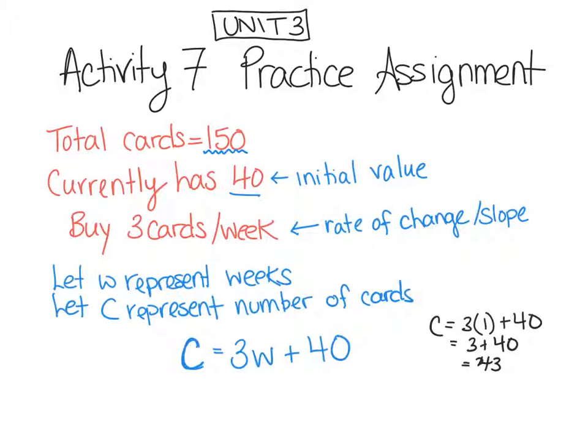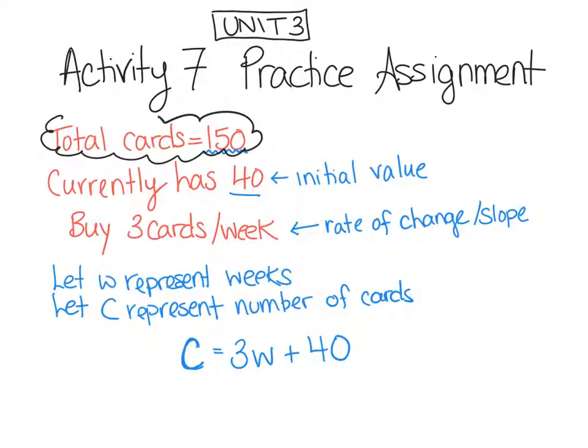That makes sense. And then if we wanted to figure out how many cards he would have after 2 weeks, we could sub in a 2. So 3 times 2 is 6, plus 40 is 46. So it's totally making sense. So sometimes you might want to sub things into your variables to see if they make sense. And then the restriction that we have in this question would be the total cards. There are only 150 Pokemon cards. So therefore, 150 is our restriction for C, the total number of cards.